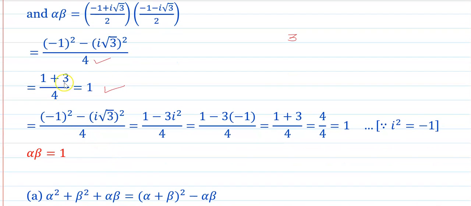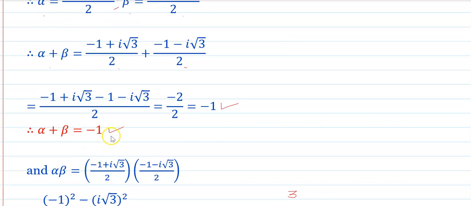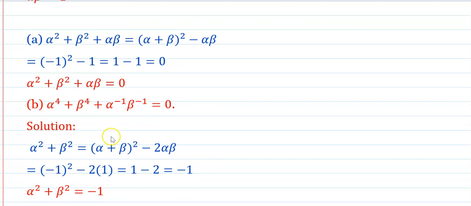Here is a minus 1. Simplify it, you will get 1. I root 3 bracket square means what? 3 I square. I square is minus 1, and overall you will get here 1. And hence the value of alpha into beta is 1. What about alpha plus beta? It is minus 1. Okay. Now see this here.